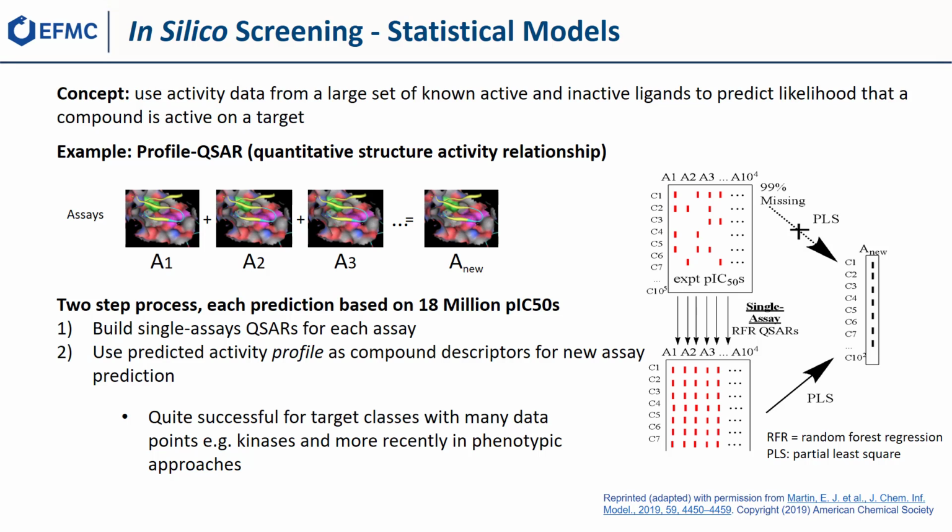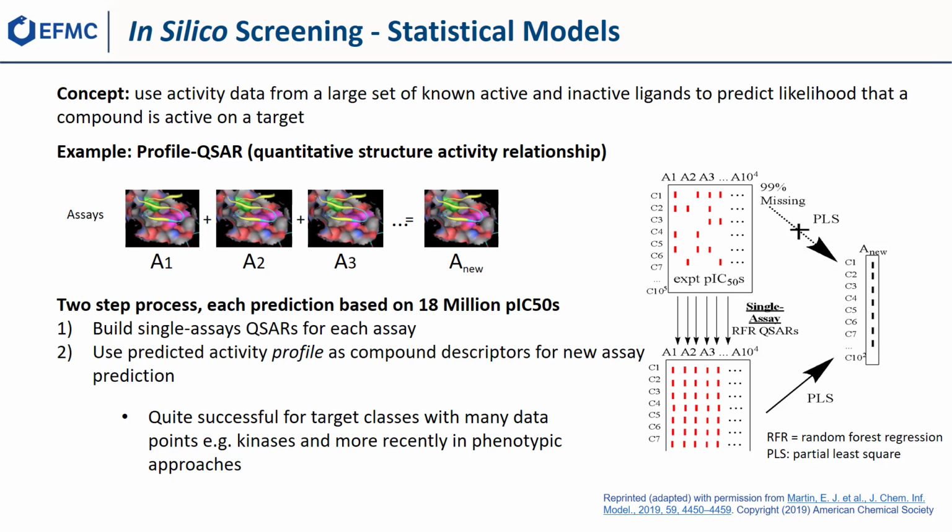Here it starts with a lot of data. We have 18 million pIC50s, so 18 million activity data points for many compounds in many assays. The data we have is illustrated on the upper right part of the cartoon. On the horizontal axis we have the assays, and on the vertical axis the compounds. You see we have a lot of data, but of course not all of the data. If we use this as a starting point to predict the activity of these compounds in a new assay, this would not lead to very successful results.